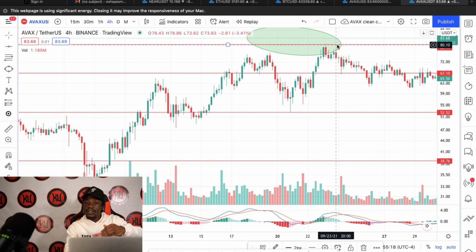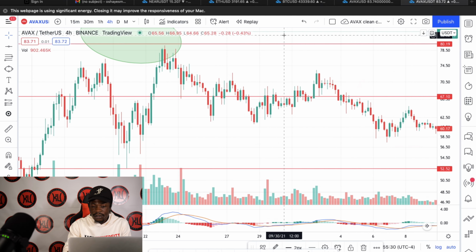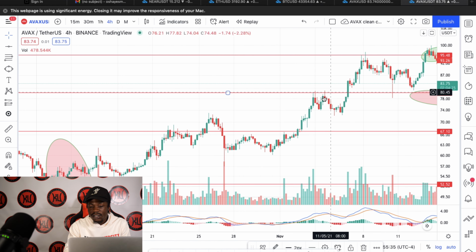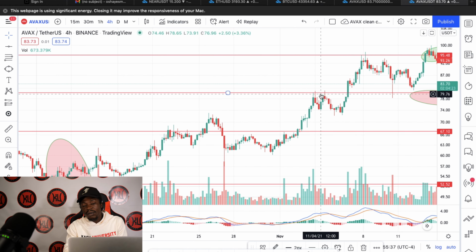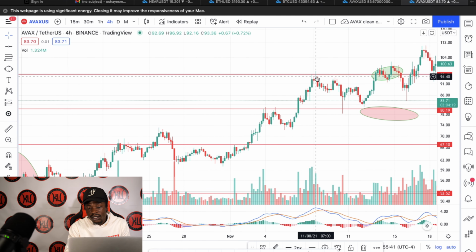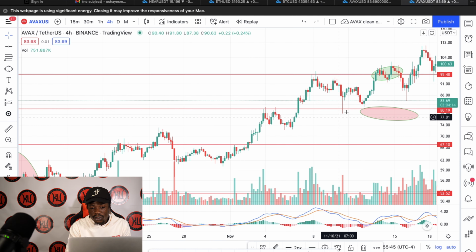So what happens is your resistance would sometimes become your next level of support. Once price breaks above it and holds and continues going up, that resistance now becomes support, and vice versa. Your support levels sometimes become levels of resistance. So right here you can see price tested the level of resistance, couldn't really break above it, came down and then continued to go up. Right here tested the level of resistance, shot back down to the level of support.